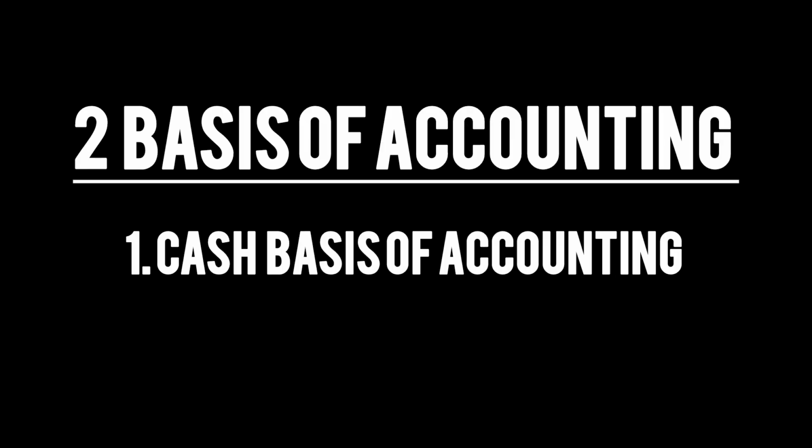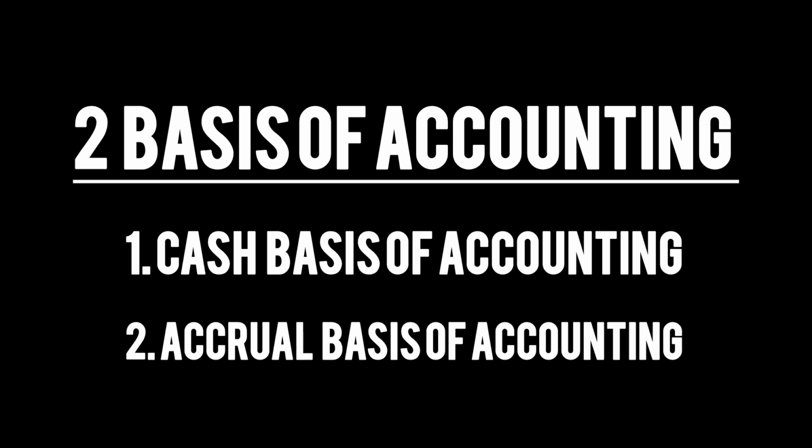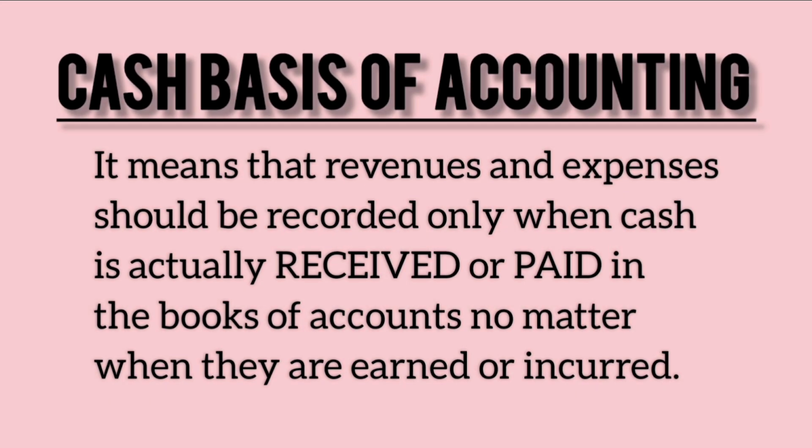Some firms follow the cash basis of accounting and some follow the accrual basis of accounting. Let us understand what cash basis of accounting is all about. Cash basis of accounting refers to the revenues and expenses which are recognized when cash is actually received or actually paid. In simple words, it states that expenses should be recorded only when they are spent, and it does not really matter when the expenses are incurred.